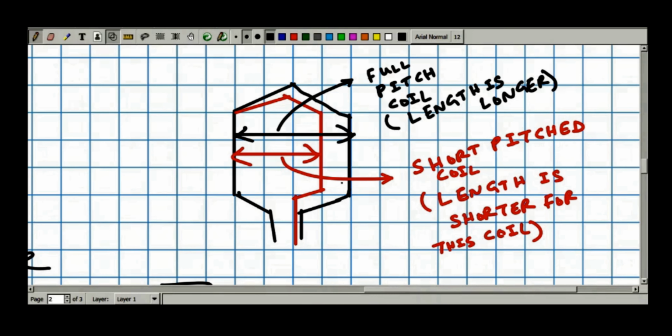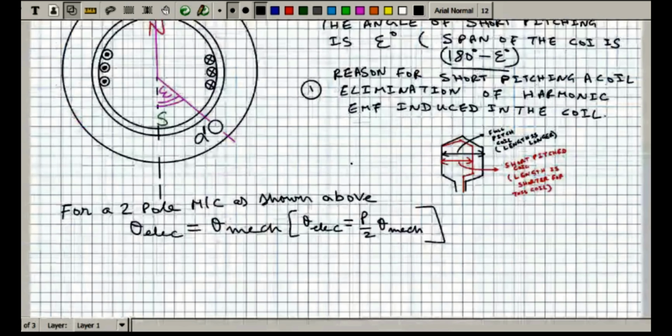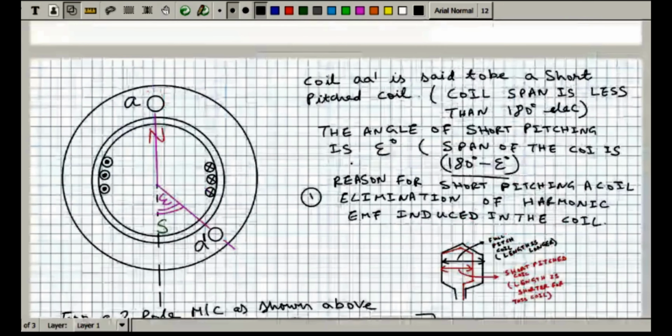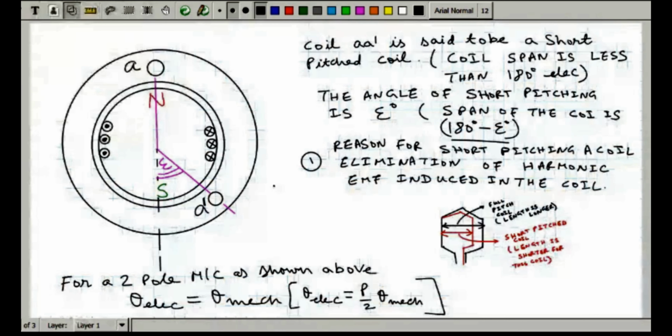So one of the advantages of short pitching a coil is that you are having some saving in copper, because the length is becoming shorter for a short pitched coil, so the volume of copper required will be less compared to the full pitch coil. Okay, so this is one thing you can say, but there is a disadvantage also. What kind of disadvantage? The disadvantage is the reduction in the induced EMF.